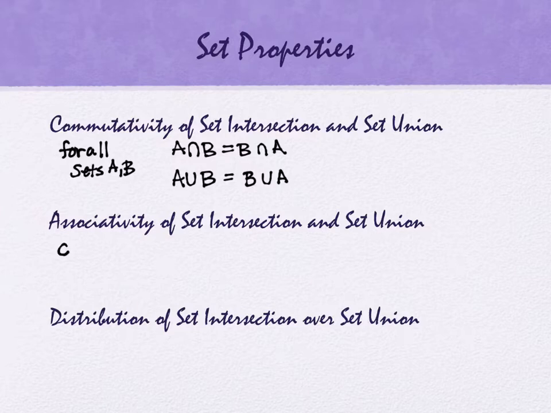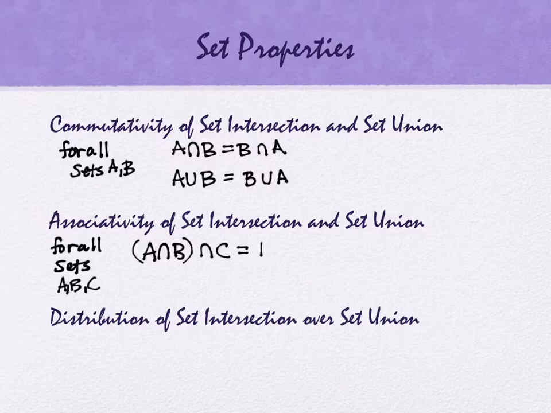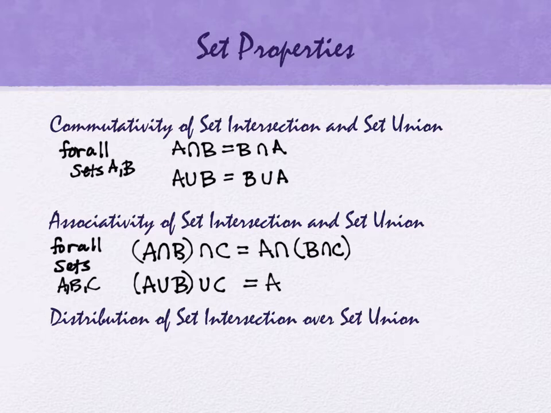There's also associativity. So for all sets A, B, and C, if we have A intersect B and intersect C, it's the same thing as grouping the intersection of B and C first and then doing it with A. So the grouping symbols don't matter. And it works for unions as well. The union of A and B and then unioned with C. We could have just as easily done the union of B and C first and then unioned it with A.